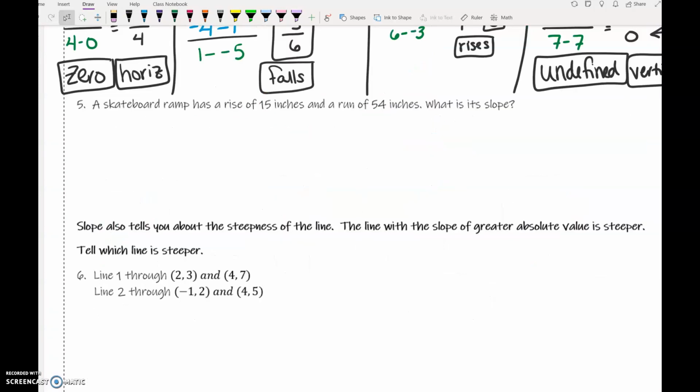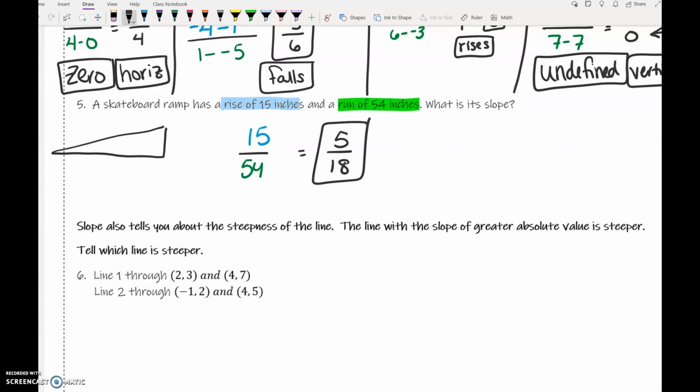A skateboard ramp has a rise of 15 inches and a run of 54 inches. That means, let me draw this out, that it's 15 inches tall and it's 54 inches long. So that's going to be the ramp. Honestly, it tells you the rise is 15 and the run is 54. Slope is rise over run. So 15 over 54, we just need to simplify that fraction. That simplifies to 5/18.